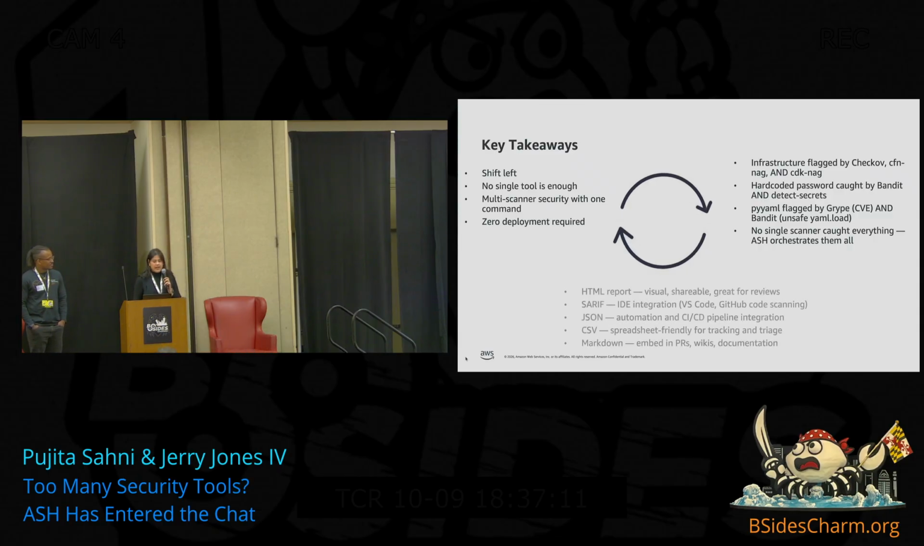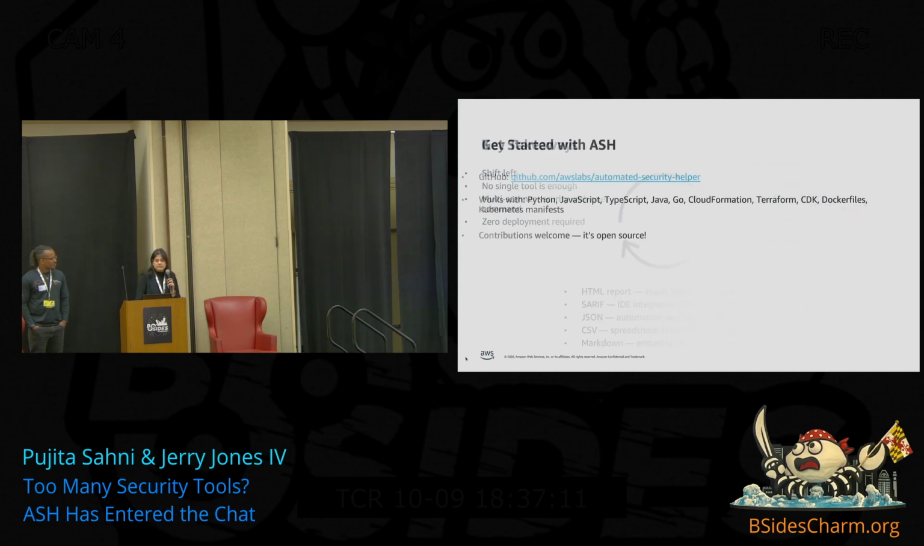And last but not the least, you saw that there were different types of reports that were generated. The HTML was visual, shareable, like if you just want to do code reviews for other peers, that's what helps you. And then the CSV, I feel like that's what I look at a lot. It's spreadsheet friendly for just tracking and triaging everything as we go. That's about it.